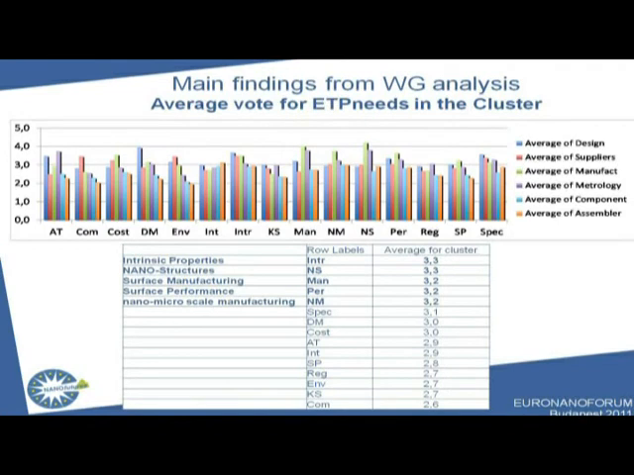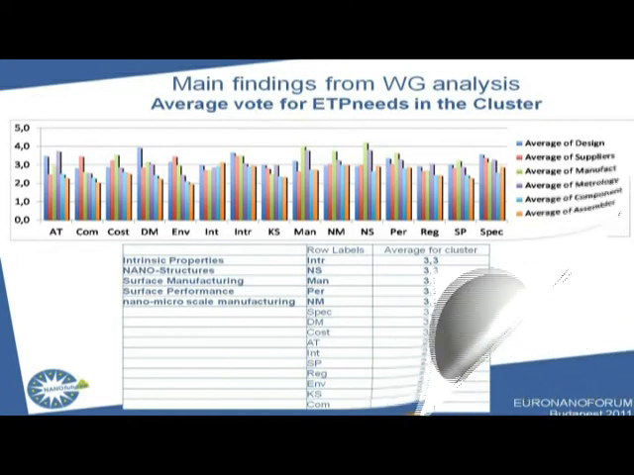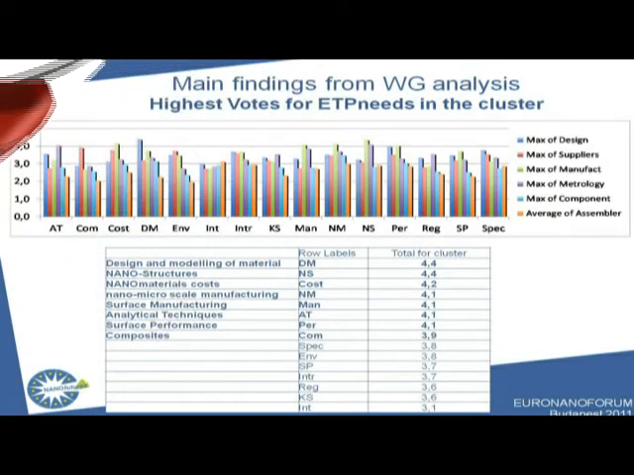Analyzing the average vote, you can see the average shows really small deviation across the different second level clusters. But anyway, we can identify the first 5, which are intrinsic properties for smart materials, nanostructures, surface manufacturing, surface performances, and nano and micro scale manufacturing. Using the third criteria, we can identify again the top 5 clusters, and you see the list here.